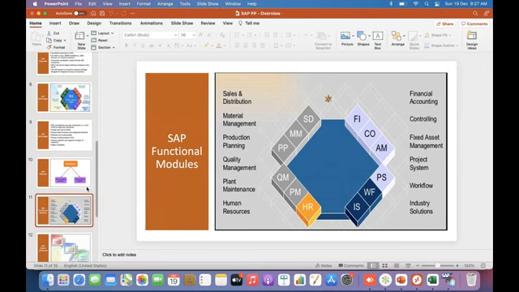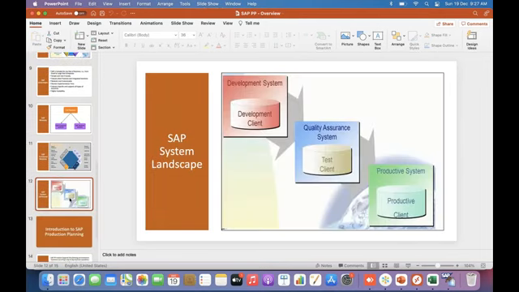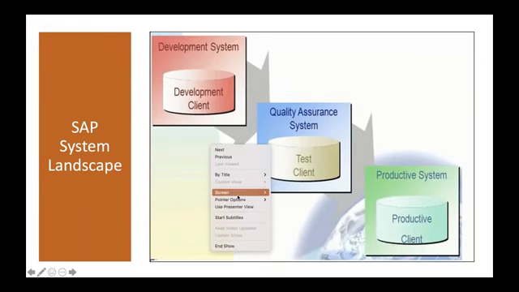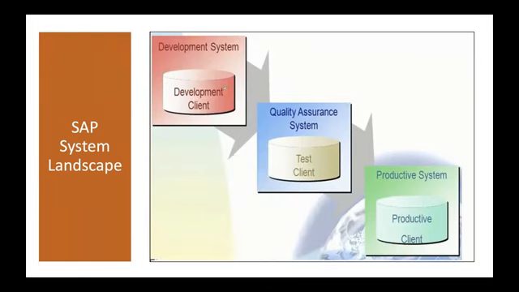Now we will talk about the system landscape. Whenever they implement an SAP system, they will normally use three servers. You will have a development server, a development system, where you design and configure everything. This is called the development system. As functional consultants, we will be doing all this development in the system. Once this development is done, you will move all of it to the QA system, the quality system.